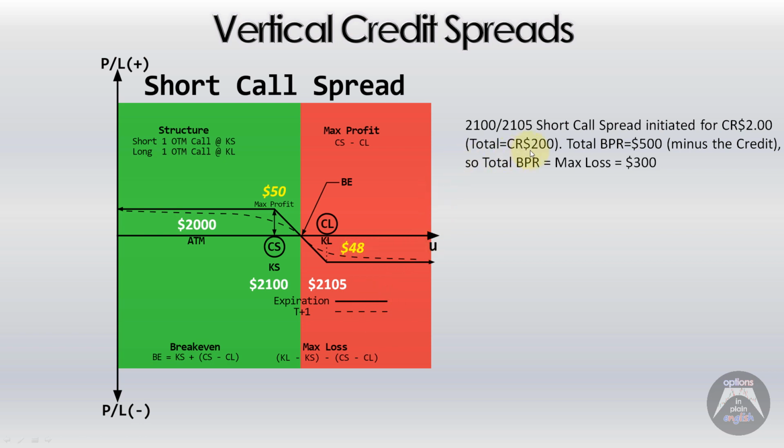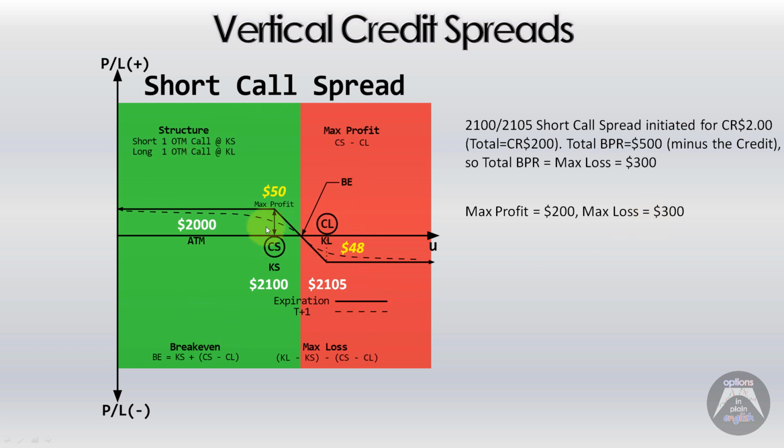The total is going to be $200 because it's 100 shares per contract. The total buying power reduction is going to be $500 because that's the width of the spread and that's your max loss. But we have to take into account that we received the credit, so we received $2, so it's minus the credit. So the total real buying power reduction is going to be equal to the max loss. It's going to be equal to $300 in this example. The max profit is $200, the credit that you received, and the max loss is $300.